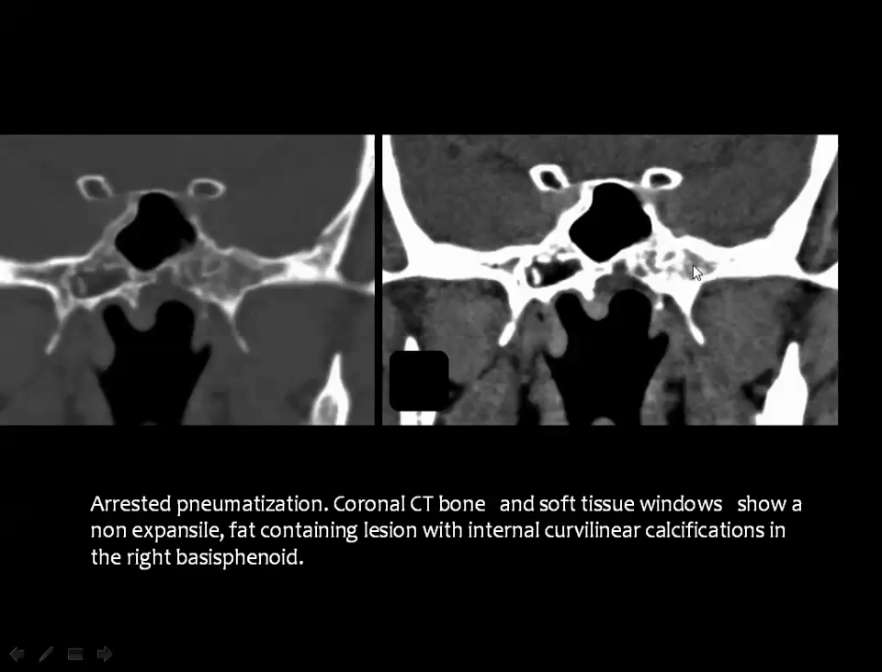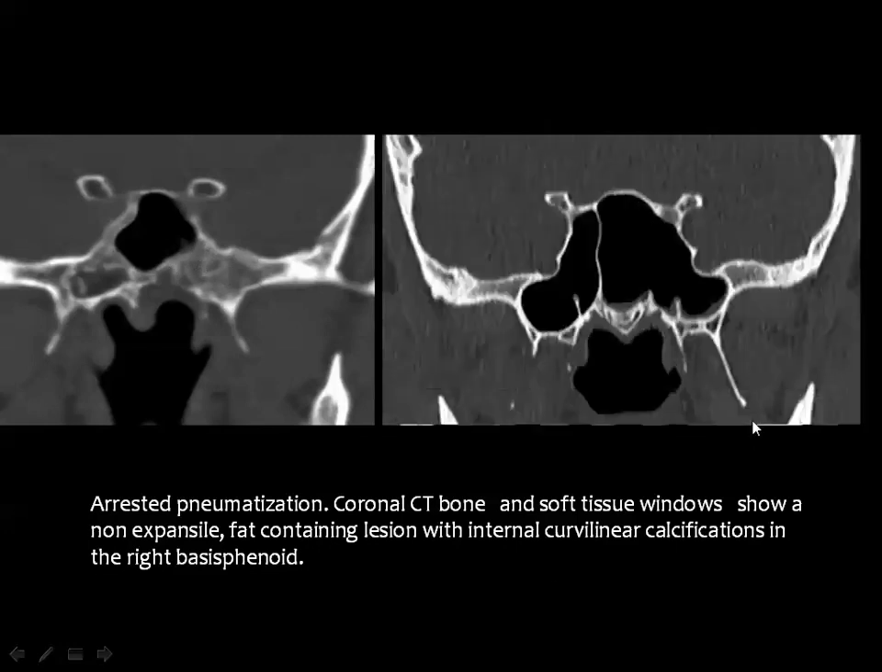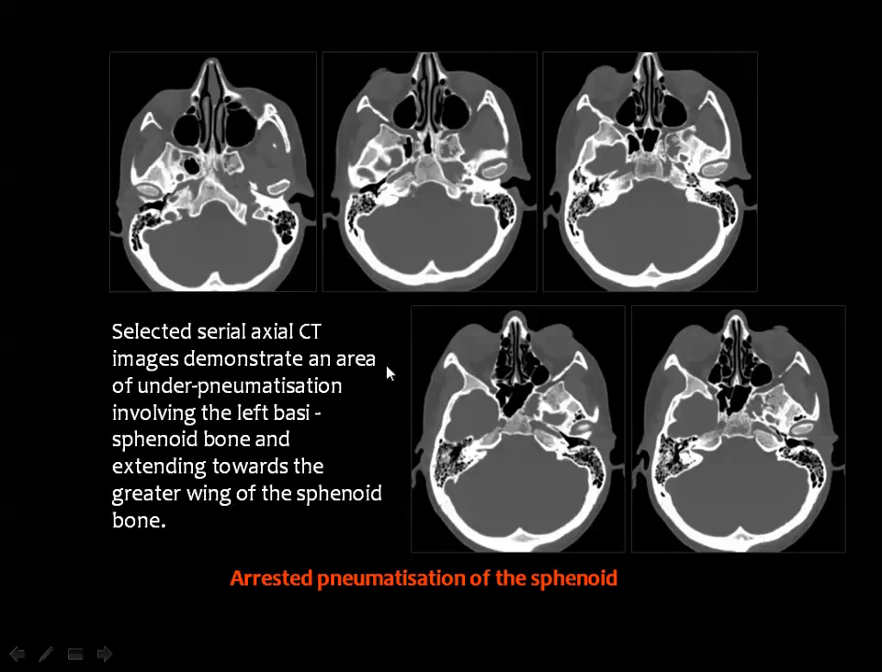There is bone marrow along the left side of the sphenoid sinus, but this is the normal appearance if complete pneumatization occurred. And here you can see arrested pneumatization. This is the greater wing, the pterygoid blades, and also the left side of the sphenoid sinus. There is an area of loss of pneumatization compared to the right one.